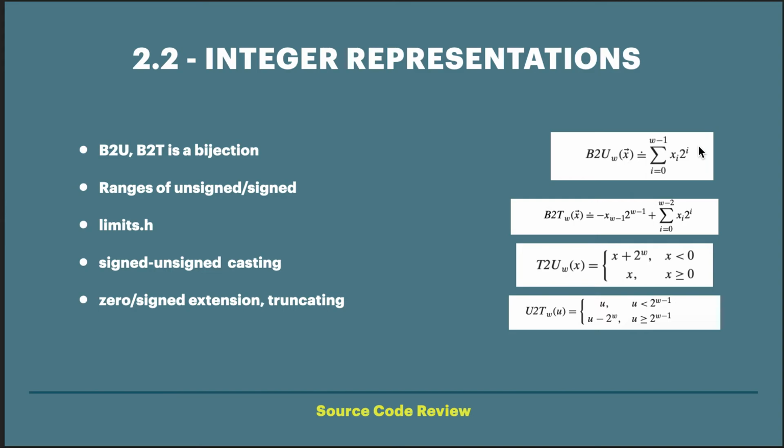So let me explain these formulas right here. How we represent an unsigned number is really straightforward. We just use the binary system. What this formula is telling us is let W be the length of the bit string. So let's say we have 4 bits. So 4 is W, right?